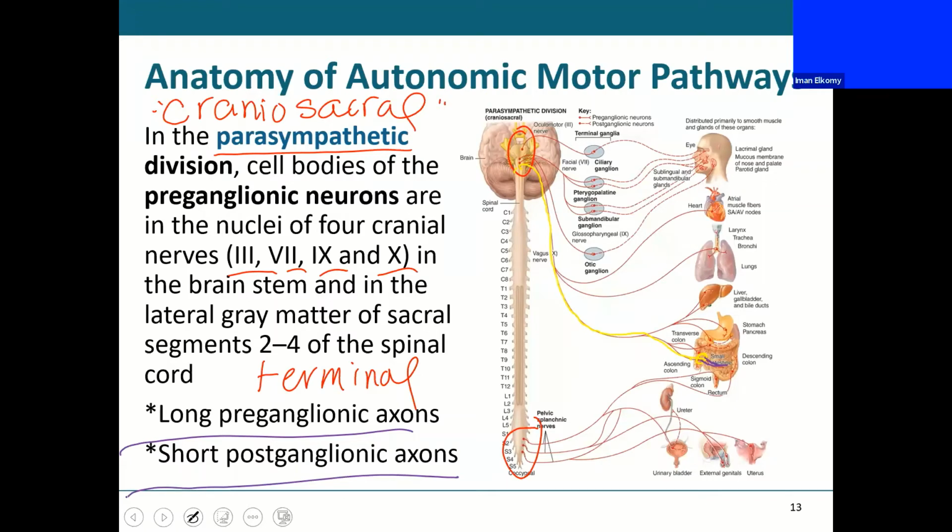Most of the ganglia will be terminal ganglia, meaning they are right next to the organ or embedded inside of the organ that they're innervating. Okay? Cool.